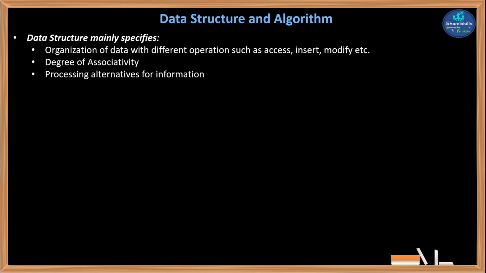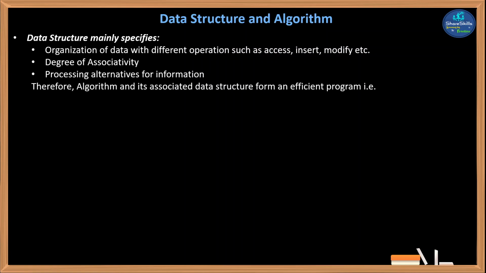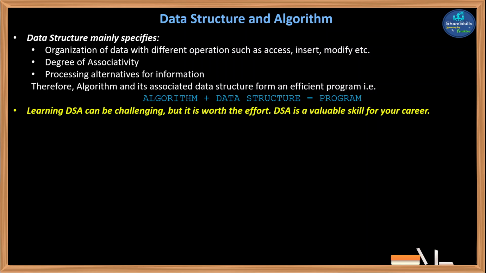Another is processing alternatives for the information. So we will have different alternatives according to our objectives, and we will select the best alternative for that particular situation, for particular data. Therefore we can say that algorithms and their associated data structures form efficient programs. So we can also say it like this: algorithm plus data structures makes an efficient program.